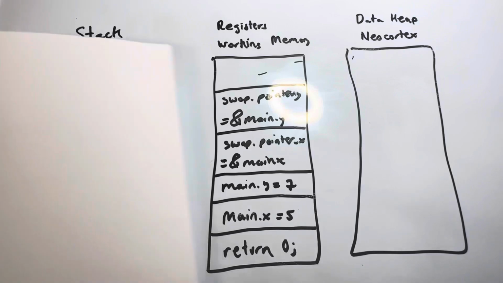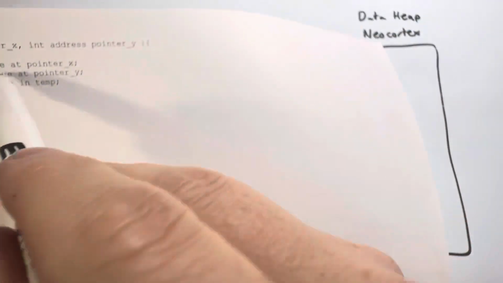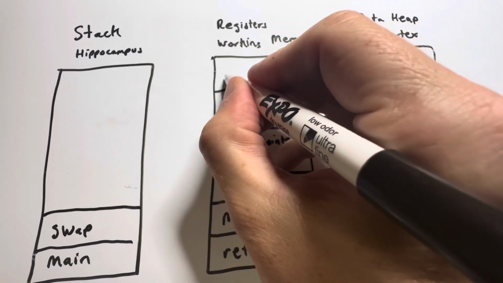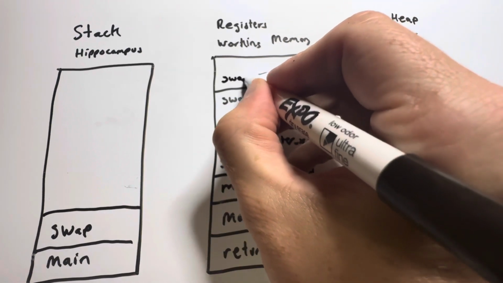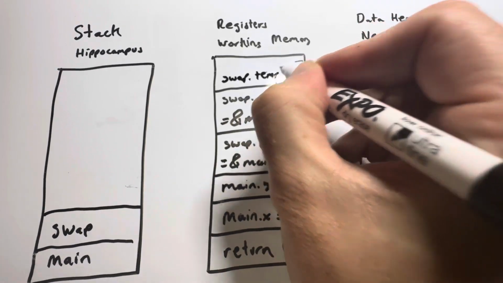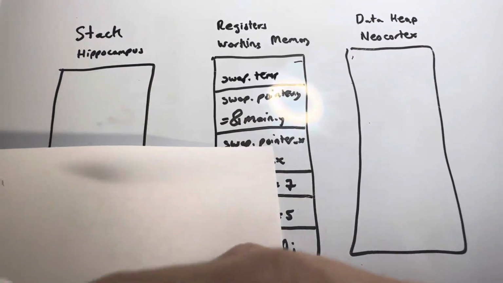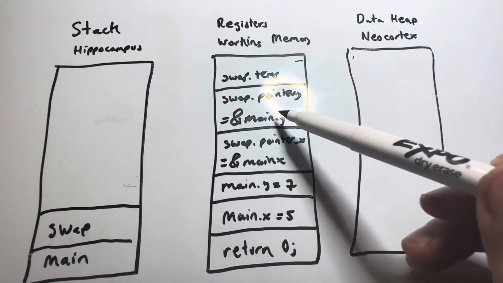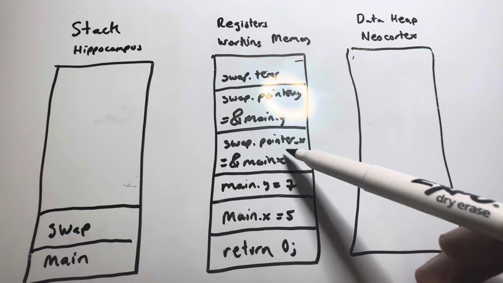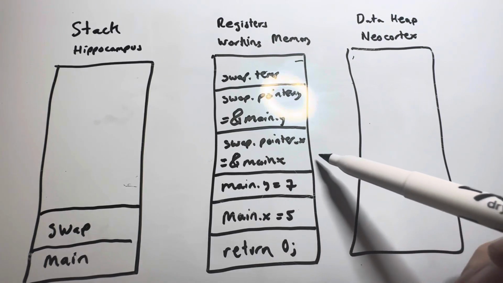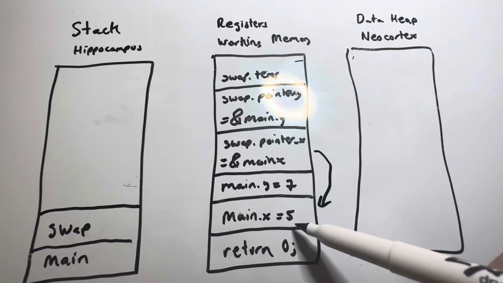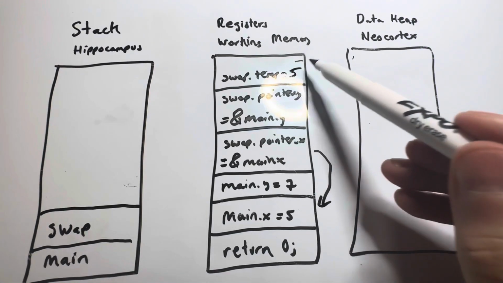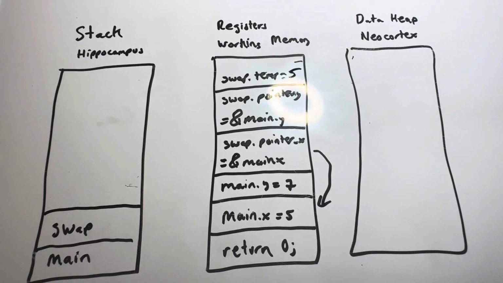And then I go to the function, register int temp is equal to the value at pointer x. So I say swap.temp is equal to the value at pointer x. So here's what it says, value at pointer x. What that means is I go to the value at pointer x, which is ampersand main.x. So I go here, it's a pointer, and that's equal to 5. So I get a copy of that, and I say that's equal to 5.